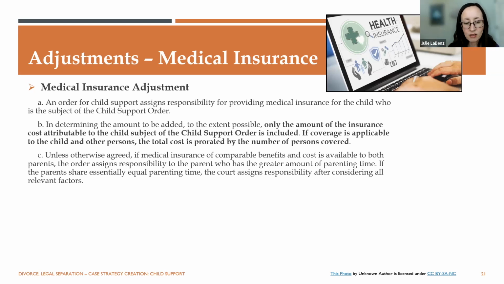So let's say you and your spouse both have medical insurance through your work that could cover you and your kids. And if you don't have equal parenting time, then the parent who has the majority of the parenting time would cover medical insurance for the kids. If the parents share essentially equal parenting time, then if the parents can't agree on who's going to provide the medical insurance, then the court would decide.